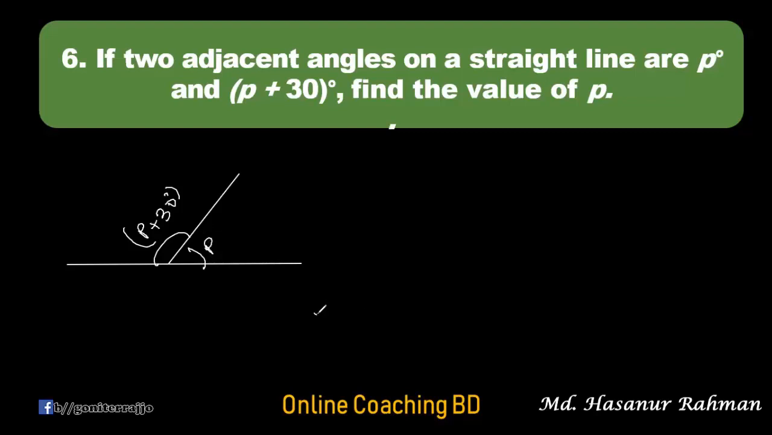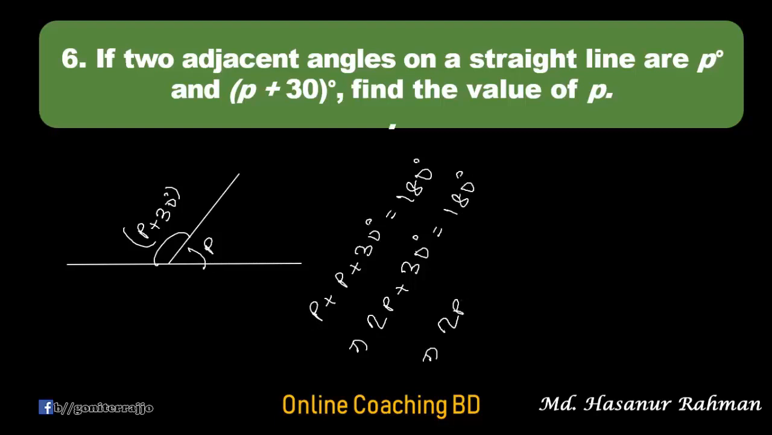Then we can say P plus P plus 30 degree equal to 180 degree. Very simple one. So P plus P, that is 2P plus 30 degree equal to 180 degree. So we can subtract 30 degree from both parts. So 30 degree minus 30 degree equal to 180 degree minus 30 degree. We're just subtracting 30 from both parts. Then what will we get? 30 minus 30, it will be gone. Then you will get here 2P equal to 180 minus 30, that is 150 degree.